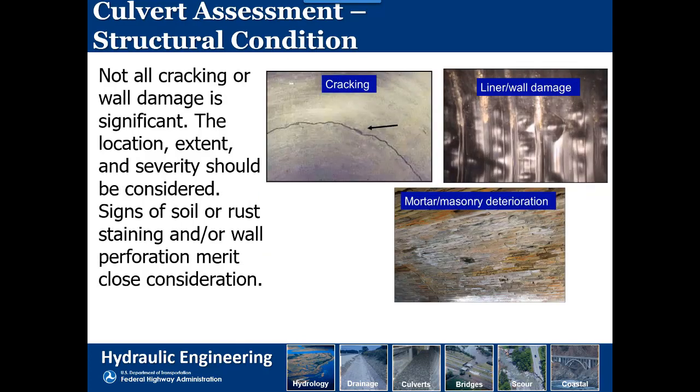All right, cracking. Like we said, concrete cracks. If you see cracking, it's not necessarily an issue. You don't know. So you look for where it is, how wide it is, how extensive it is, and do you see signs of soil or rust, those sorts of things. For metal culverts and plastic culverts, you want to look for pitting and denting and things like that.